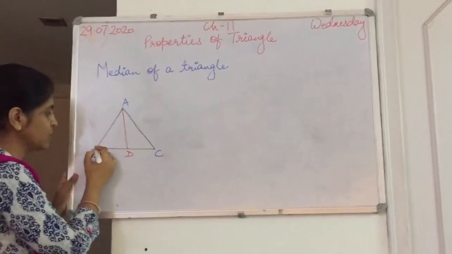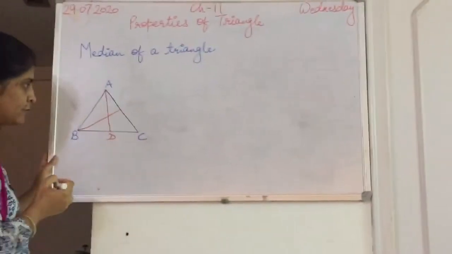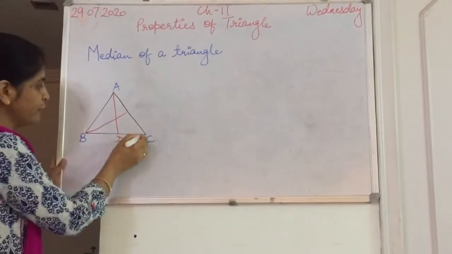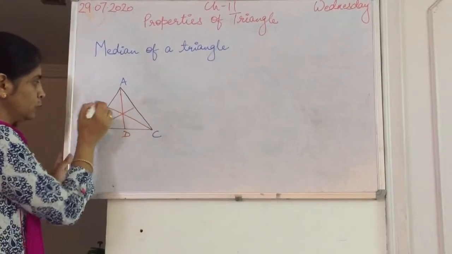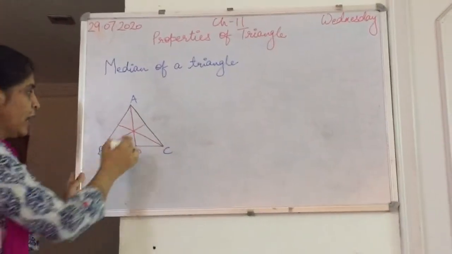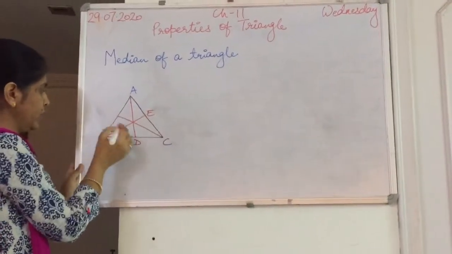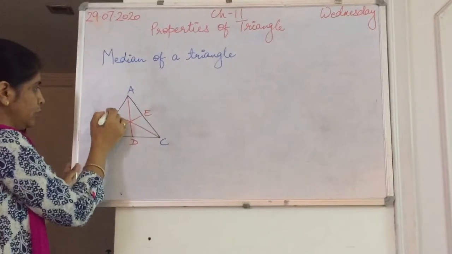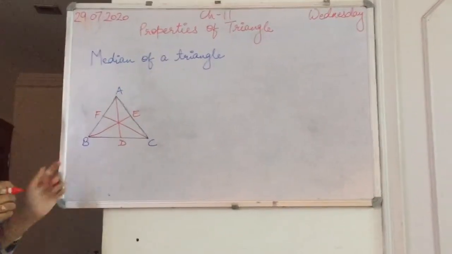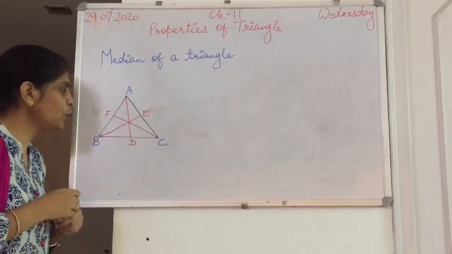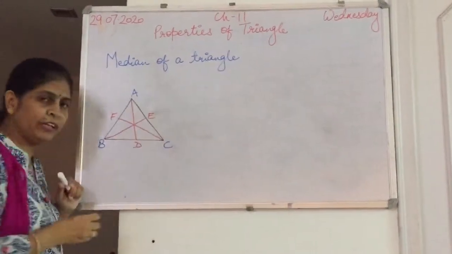You can draw from this side also, like this. And from this side also. You can see I am giving the names A, B, C, D, E, F. So what is the median of a triangle?